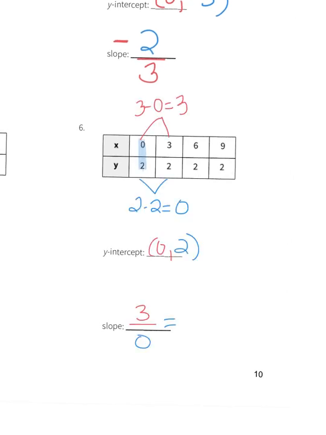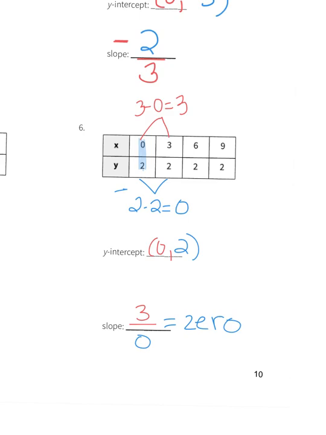Okay, now this one might be a little confusing. I'm sorry I gave you the hard one. We have 3 over 0, and this is actually a slope of 0, not undefined. And the reason it is 0 is because our y, if we look at this, all of our y's are the same. So because all of our y's are the same, it is a 0 slope.